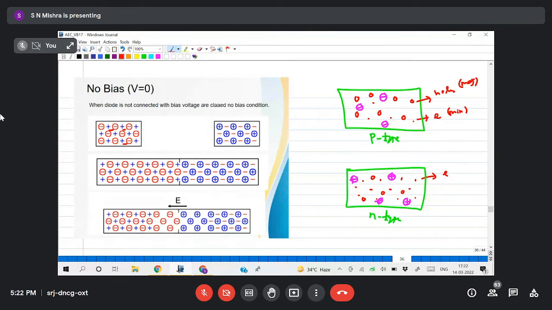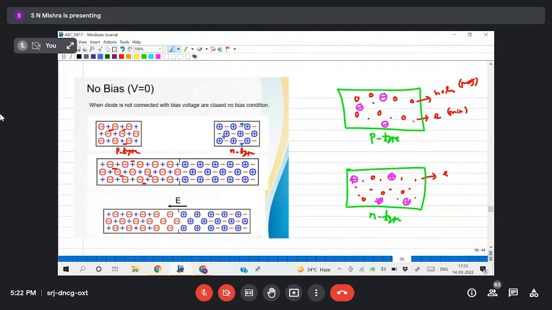Okay, it is not shown here, so let me show some electron here. So this is your P type, this is your N type. So in N type, the holes are present, so these are the holes.